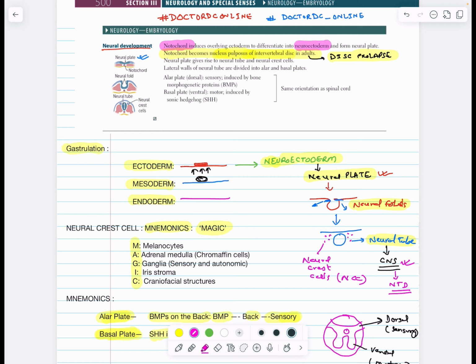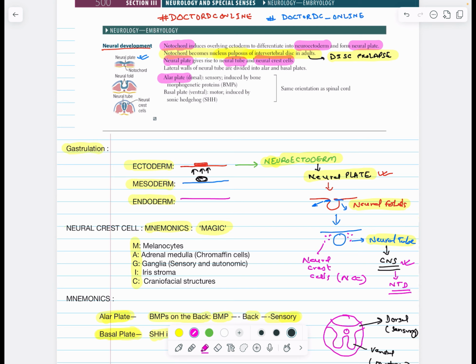Fourth point is the alar plate, actually the dorsal horn or dorsal side, and it is a sensory neuron, induced by BMP. The basal plate is ventral and motor neuron, and it is induced by SHH.